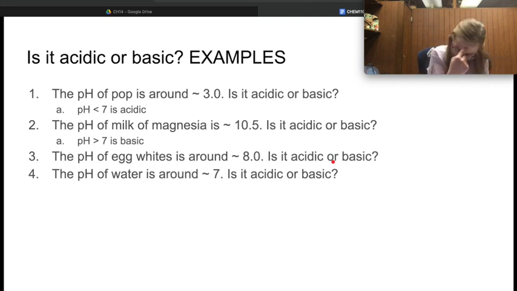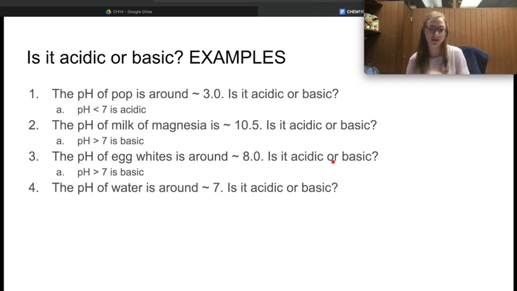Think about it in your head, settle on your final answer. If it has a pH greater than 7, it's going to be considered basic. So this scale is also relative, in that egg whites are a little less basic than milk of magnesia is. So anything closer to 14 is more of a strong base. Anything closer to 7 but still above 7 is going to be a weaker base.